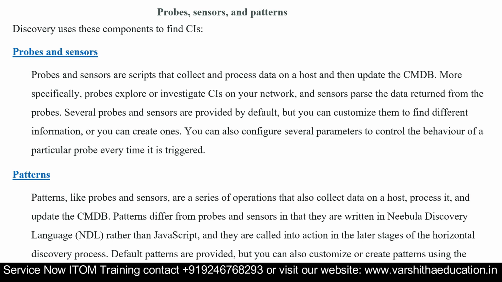I have already written the details of that particular probe in the script. So it can fetch the data from the laptop, or a router, or whatever it may be. Then automatically it can identify the CI. If the CI is identified, then the sensor can parse the data. That's it. The first execution is the probe, then the second execution is the sensor. These are the things we can use in probes and sensors.